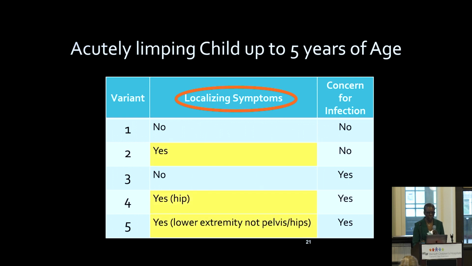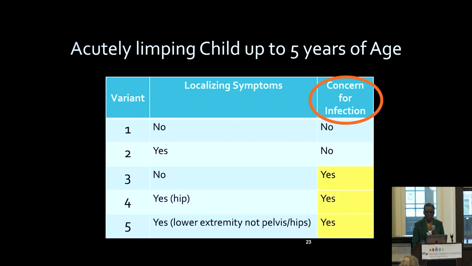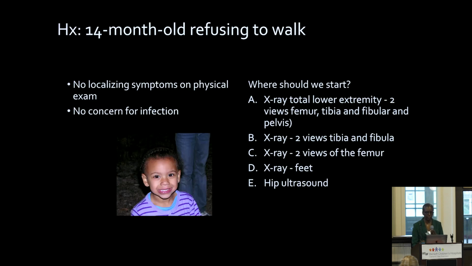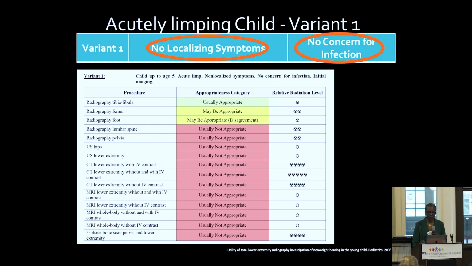And you can see that variants 2, 4, and 5 do have localizing symptoms, whereas variants 1 and 3 do not have localizing symptoms or concern for infection. So variants 1 and 2, there is no concern for infection, and variants 3 through 5 have concern for infection. So now going back to this 14-month-old who's refusing to walk without localizing symptoms and without concern for infection, that is going to be variant 1.